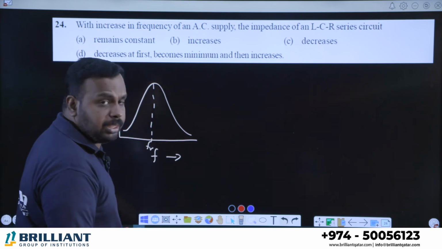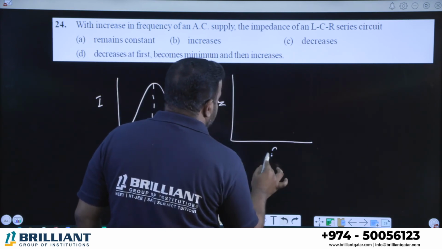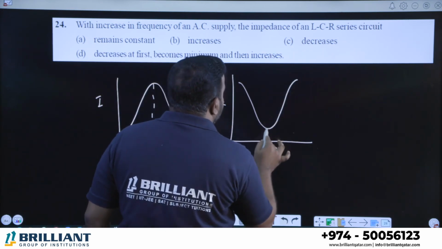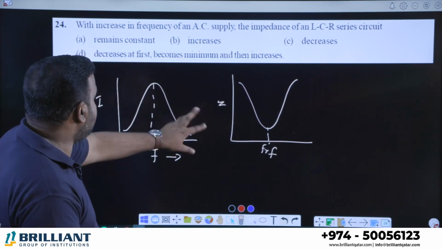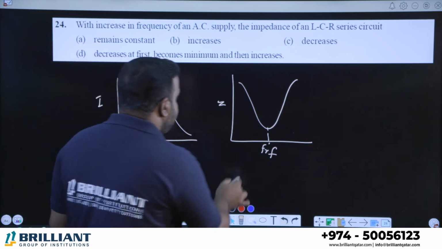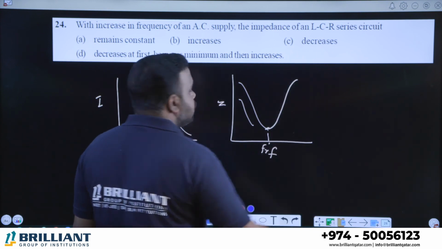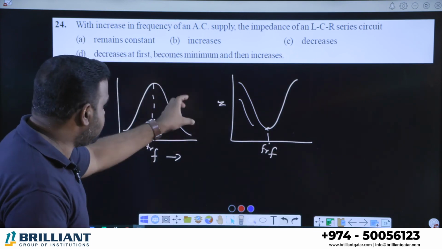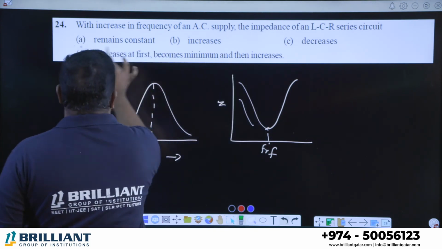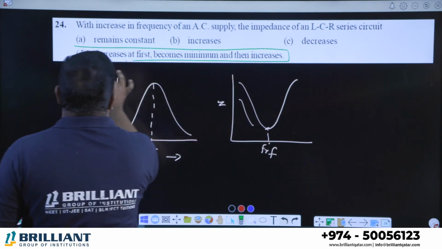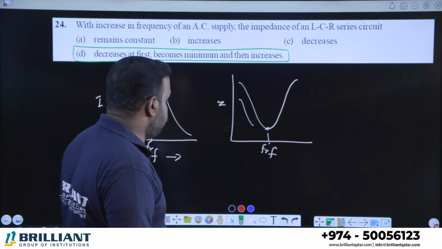So current is maximum means impedance is minimum. That means if you are drawing the graph between impedance and frequency, it will be something like this, right? That means the impedance is minimum at resonance frequency. So look at the graph for impedance. You can see that as the frequency increases, the impedance decreases, becomes minimum, and then increases. That is the answer. Impedance decreases, becomes minimum, and increases. That means the answer for this question is D. Okay. Now we can go to next.